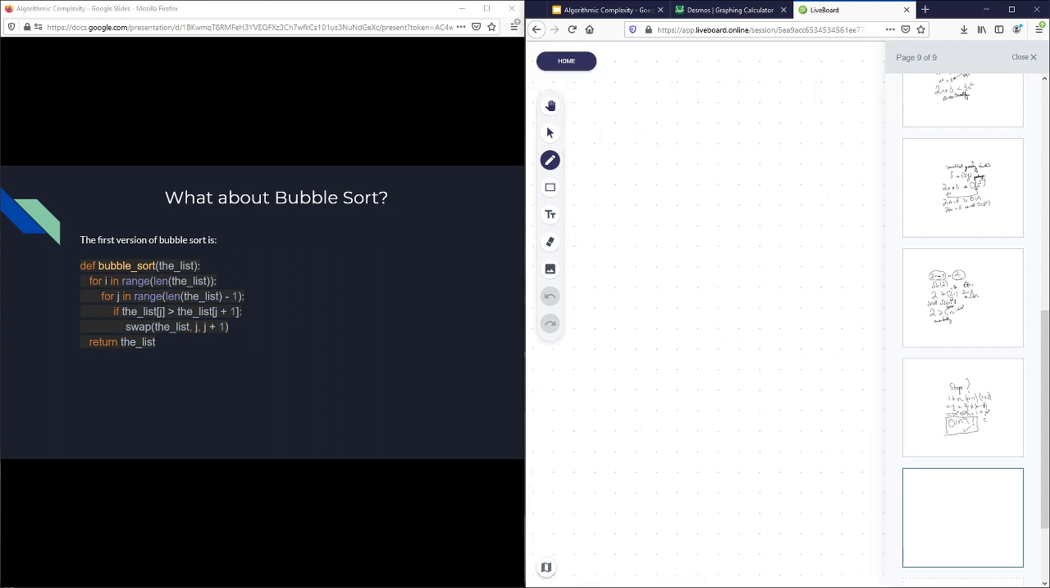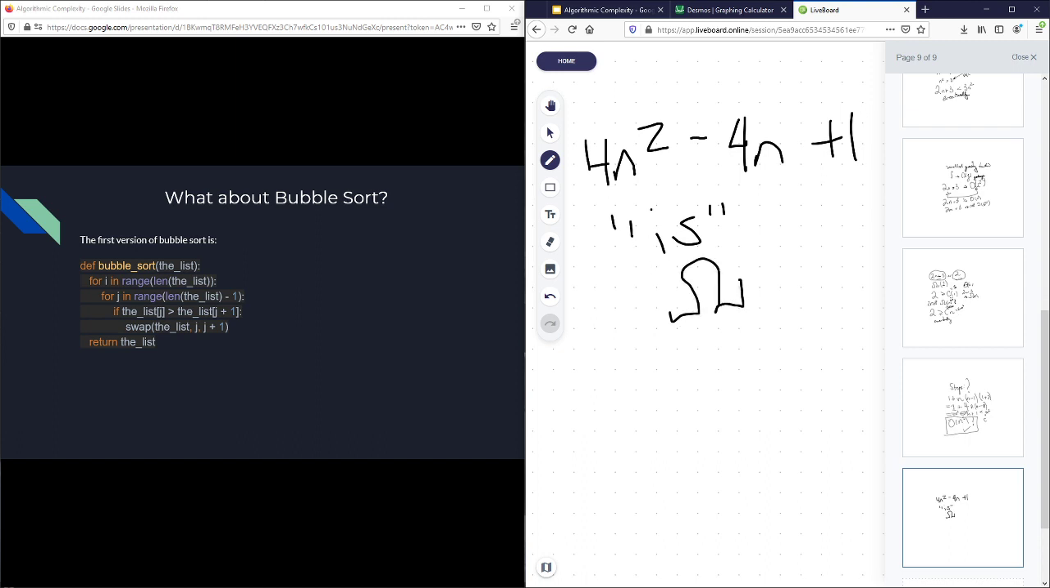Perfect. So now we want to say the same thing. We want to say that 4n squared minus 4n plus 1 is, whatever this is, big omega of n squared, right? Yes, it would be the same. So, what are we going to do?